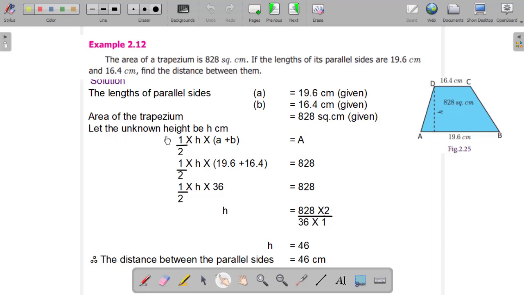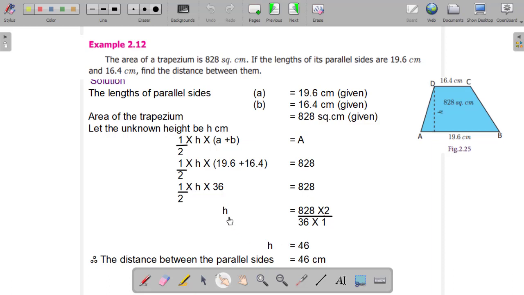So let the unknown height be h centimeter. According to the formula, we have half into h into a plus b is equal to area. So by putting all these values, we have an equation like this: half into h into 19.6 plus 16.4 is equal to 828. First add these two numbers, we get half into h into 36 is equal to 828.